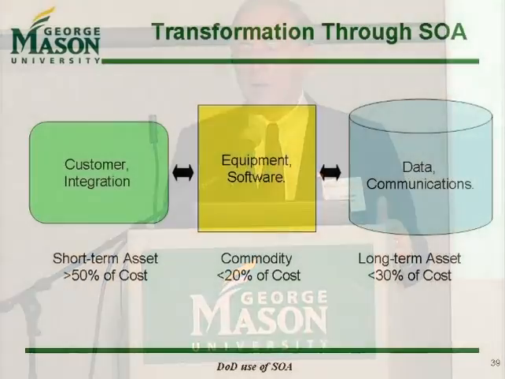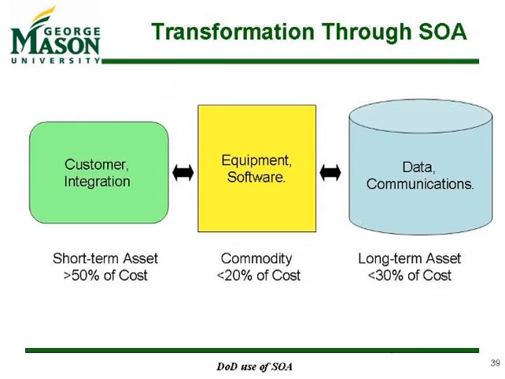And that means this is where the money should go. The money should go into rebuilding the customer and the integration capability of DoD. So what you're seeing here is a total reallocation of money out of software and hardware and redundant communications into human capital that should reside in DoD as a warfare capability.